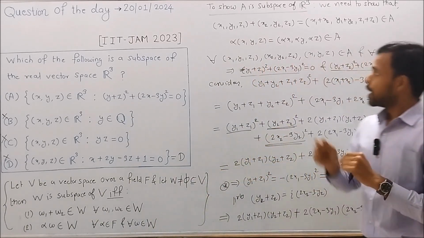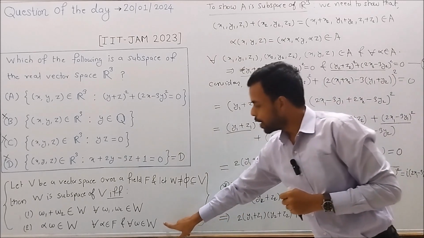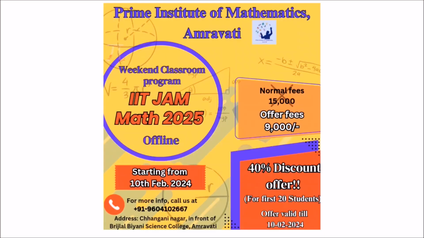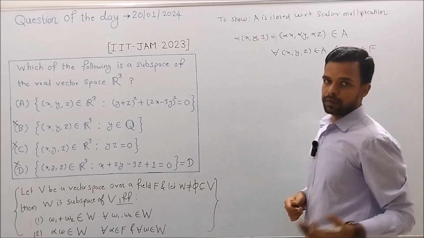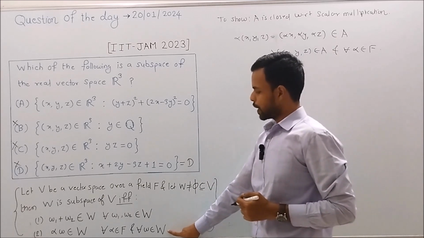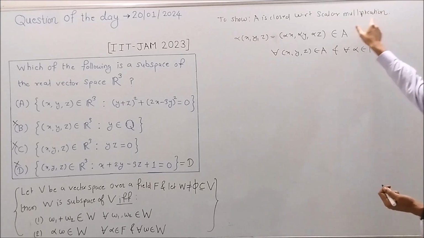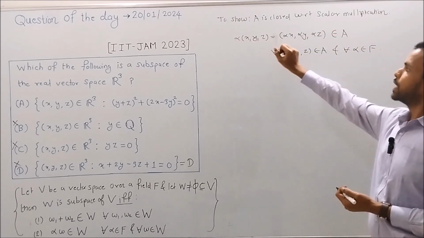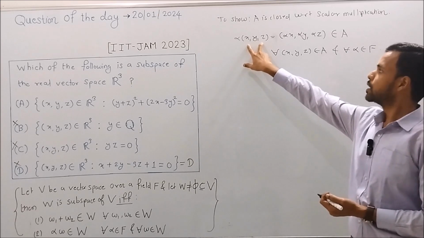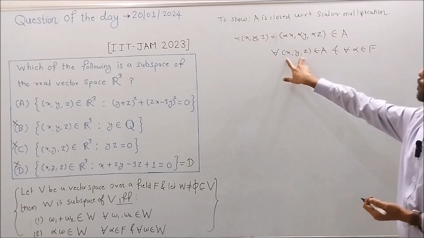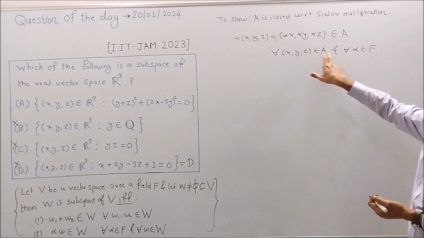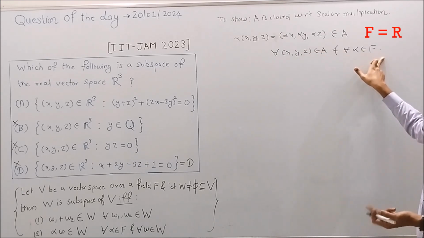Now we have to prove that A is closed with respect to scalar multiplication as well. So let's prove it. To prove that A is closed with respect to scalar multiplication, we need to show that alpha times (x, y, z) belongs to A for every ordered triplet (x, y, z) belonging to A, and for every alpha belonging to F.